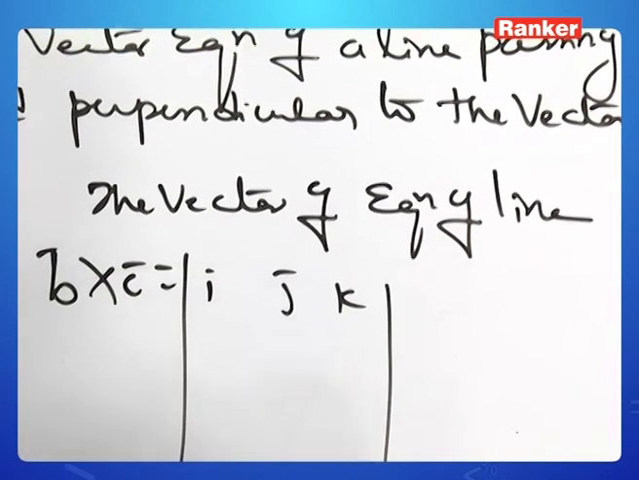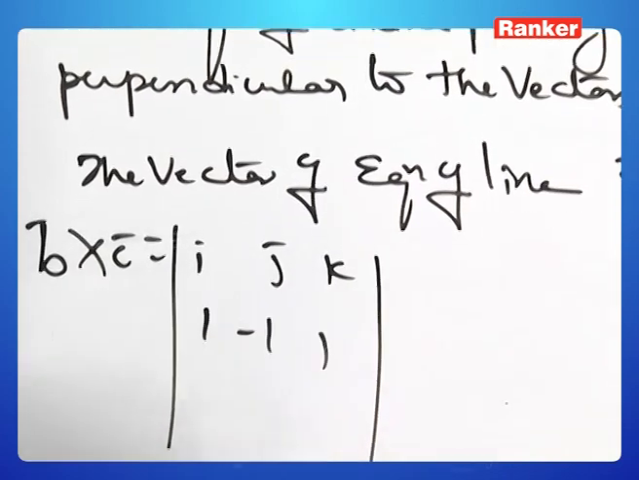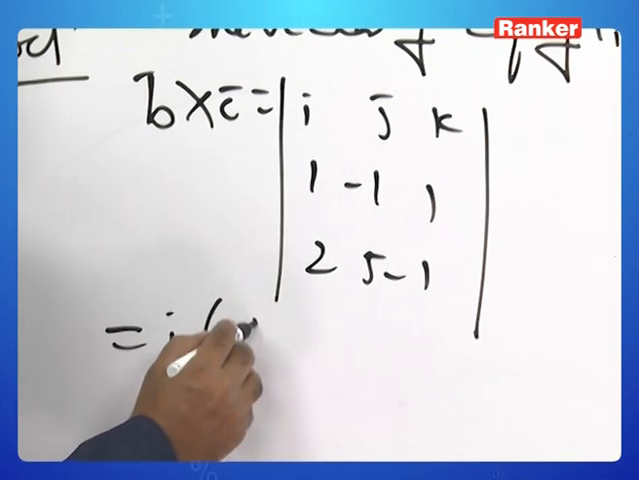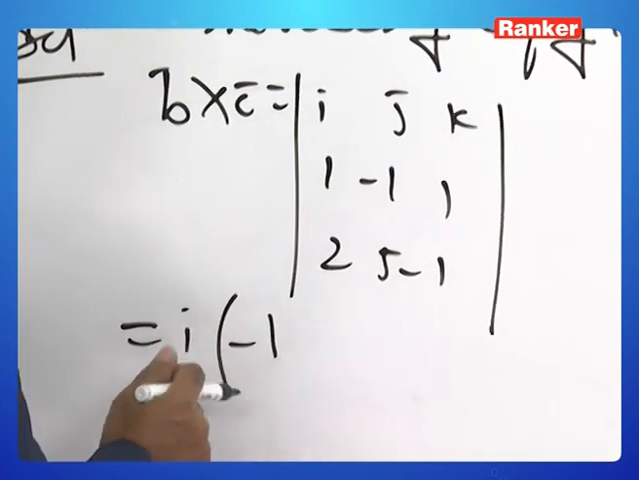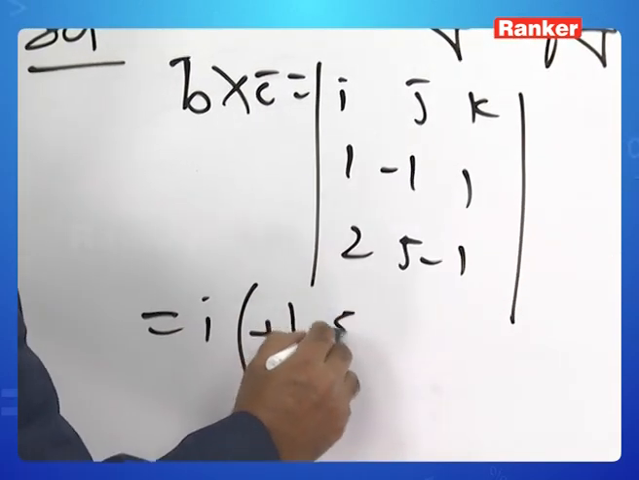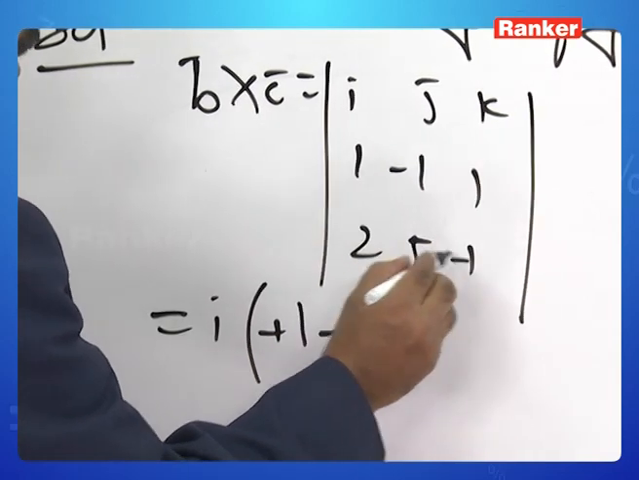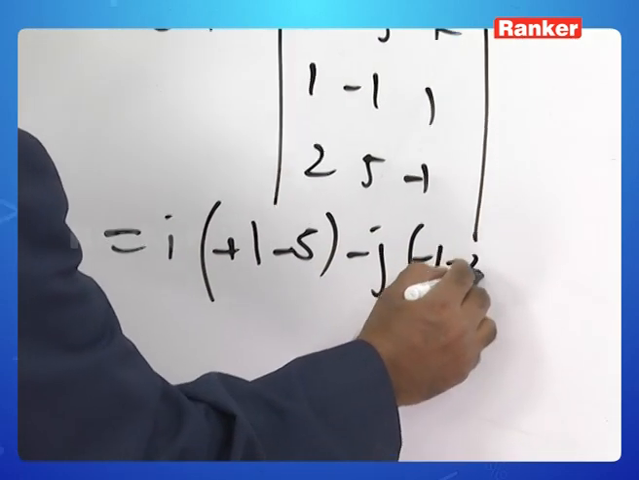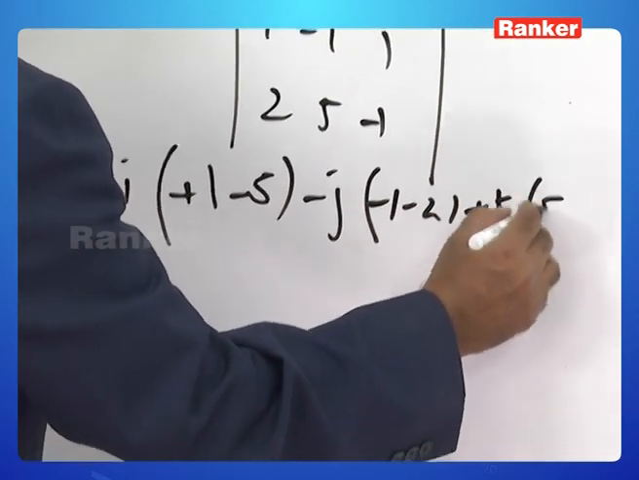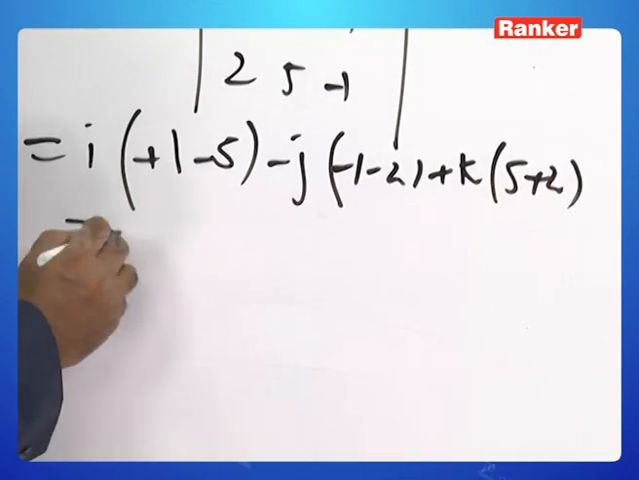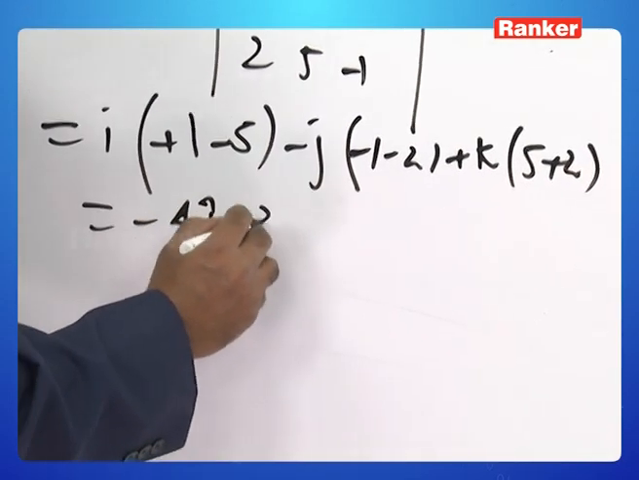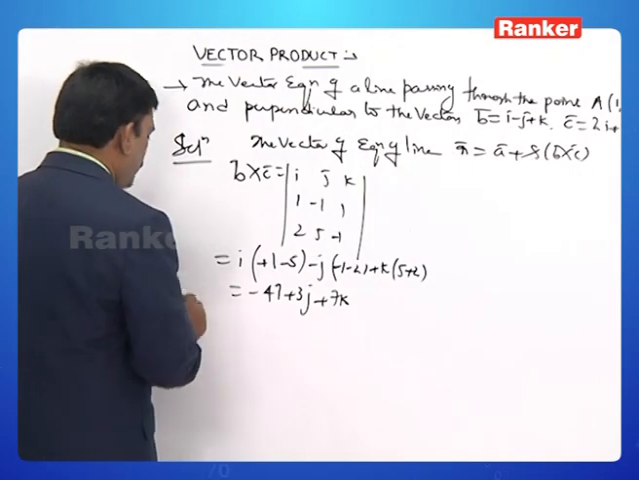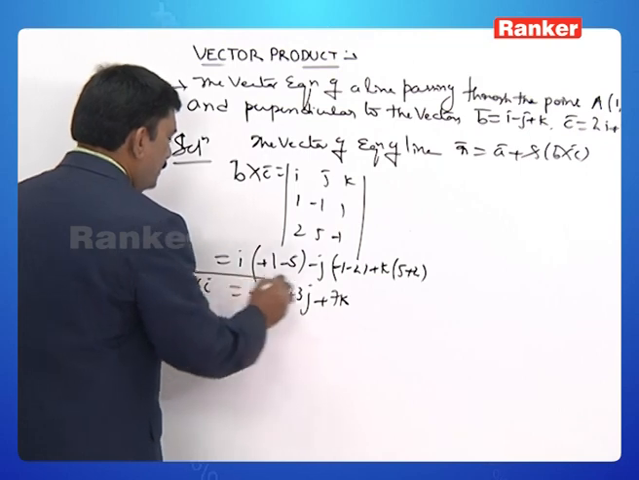i, j, k; 1, minus 1, 1; 2, 5, minus 1. Come on, expand it. i into minus 1 into minus 1 plus 1, minus 5; j into 1 into minus 1 minus 2; plus k into 5 plus 2. This is nothing but minus 4i plus 3j plus 7k, right? This is nothing but B bar cross C bar.